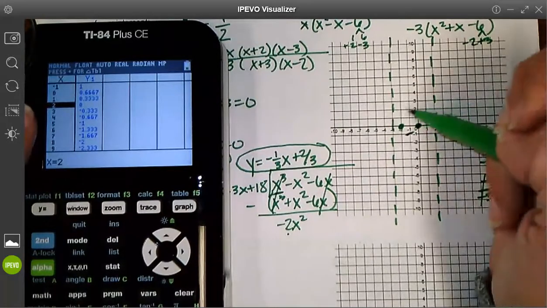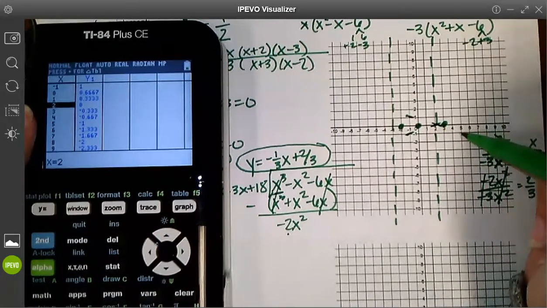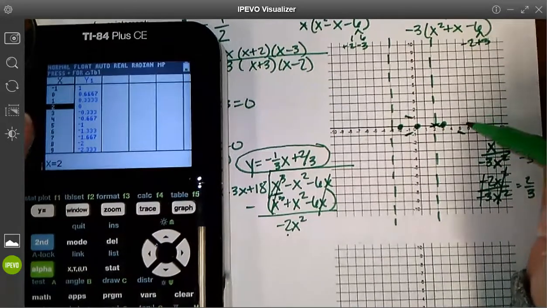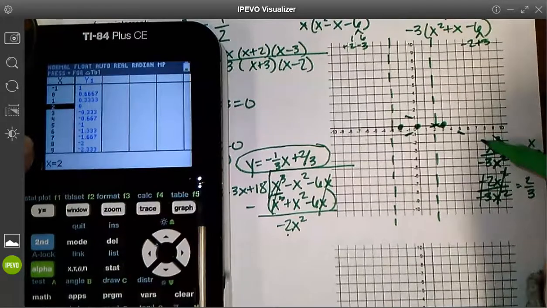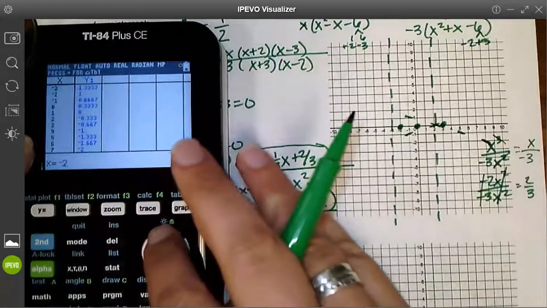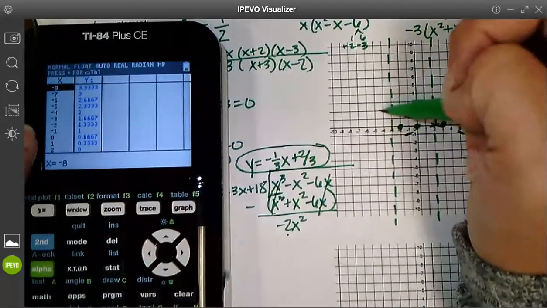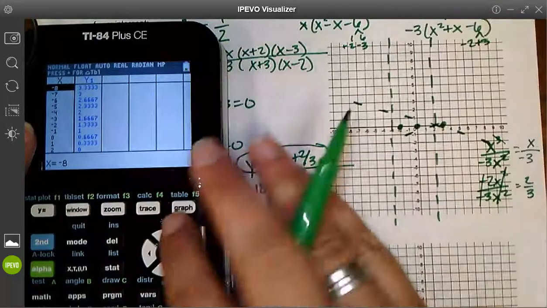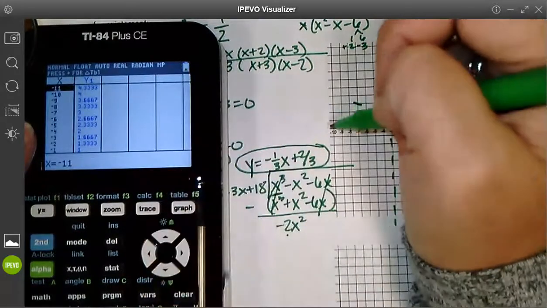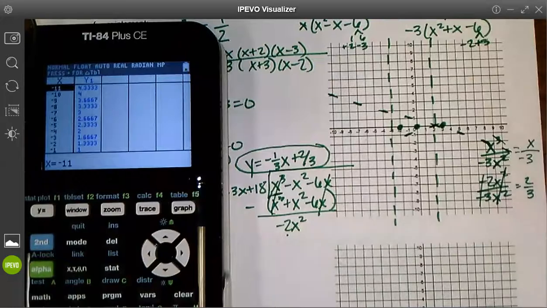-1, +1, I'm sorry. -1, +1, 2, 0, 5, -1. So now I can just kind of use my slope if I need to. 8, -2, like this. Go back up. -4, 2, -7, 3, -10, 4. So this is my oblique asymptote.